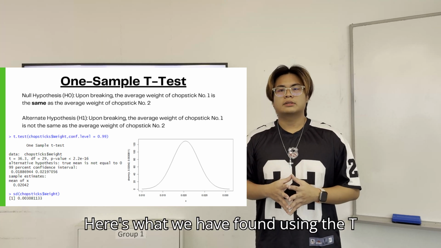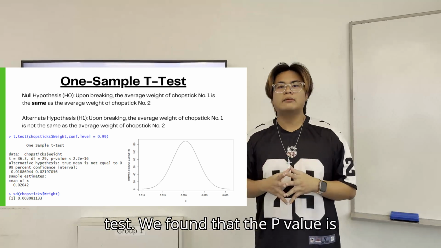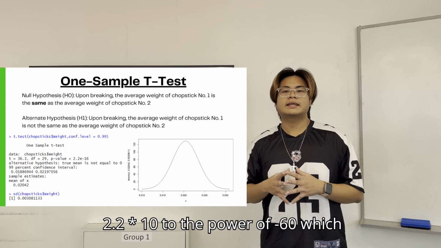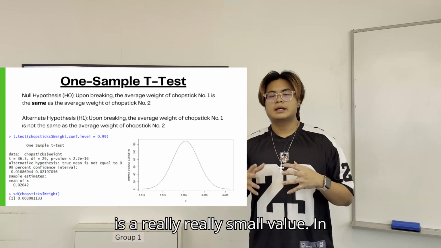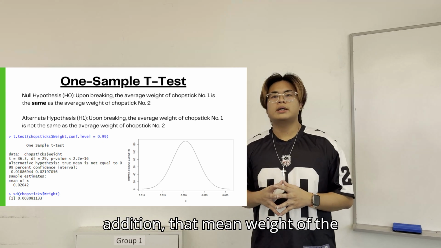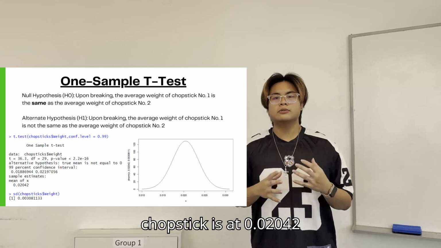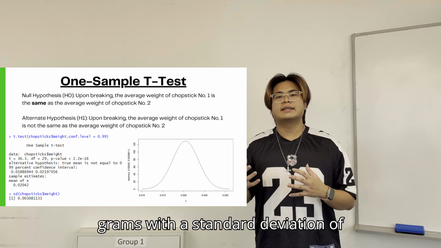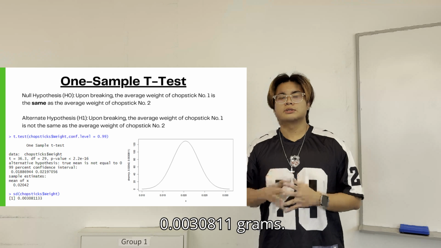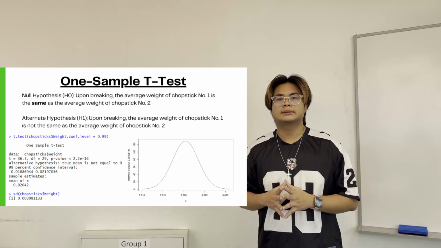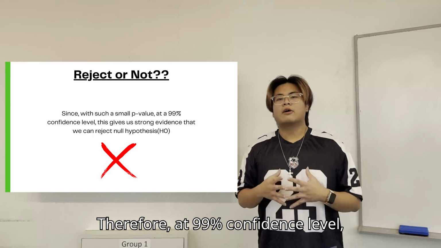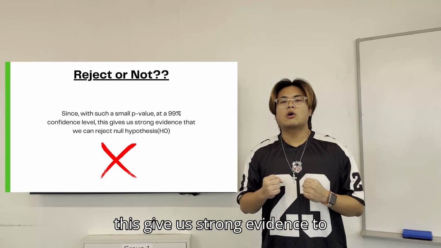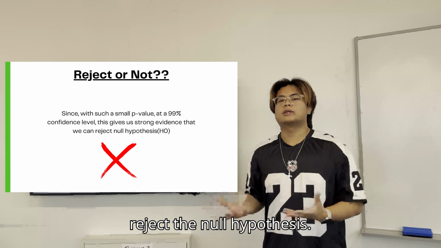Here's what we have found. Using the t-test, we found that the p-value is 2.2 times 10 to the power of negative 60, which is a really small value. In addition, the mean weight of the chopstick is 0.02042 grams, with a standard deviation of 0.00308111 grams. Therefore, at the 99% confidence level, this gives us strong evidence to reject the null hypothesis.